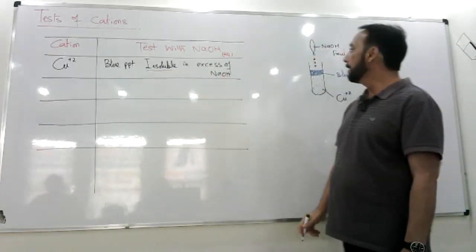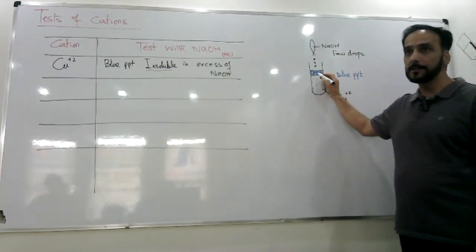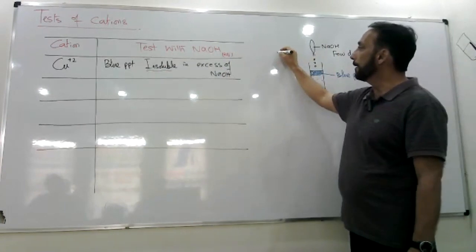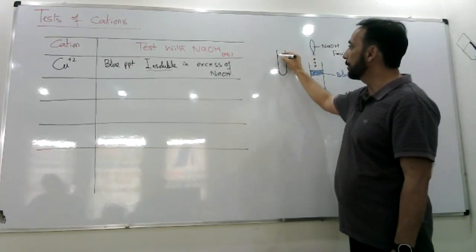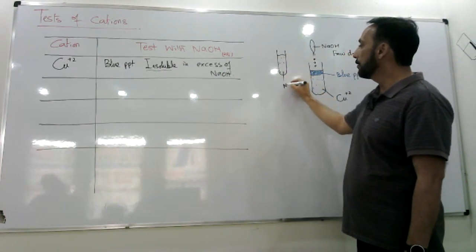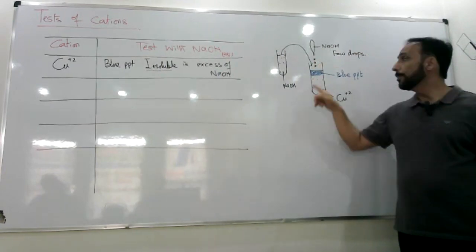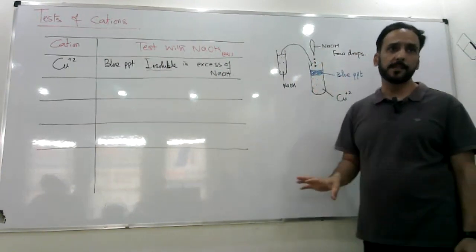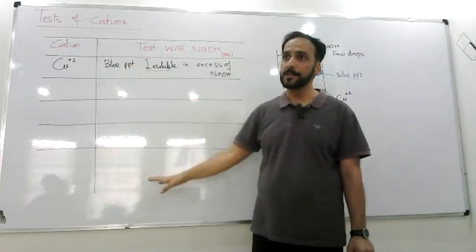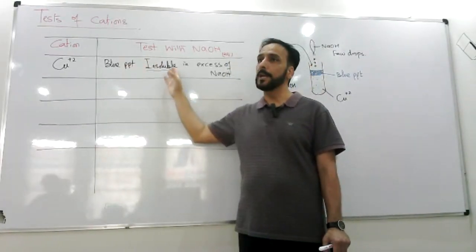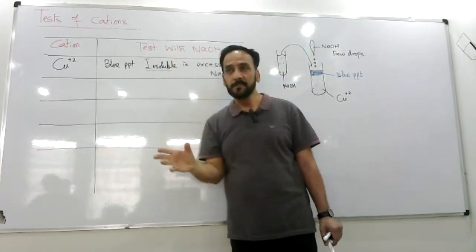What does that mean? That if in this test tube which has the blue precipitate here, if I put extra NaOH, like you have a test tube which has all the sodium hydroxide solution in it, तो अगर आप इसमें extra NaOH डाल दें बाद में, so this blue precipitate will not dissolve, it will stay as such. So every time the test with NaOH will give us some precipitate, and those precipitate will be either soluble or insoluble in excess NaOH. ये पूरा test है.